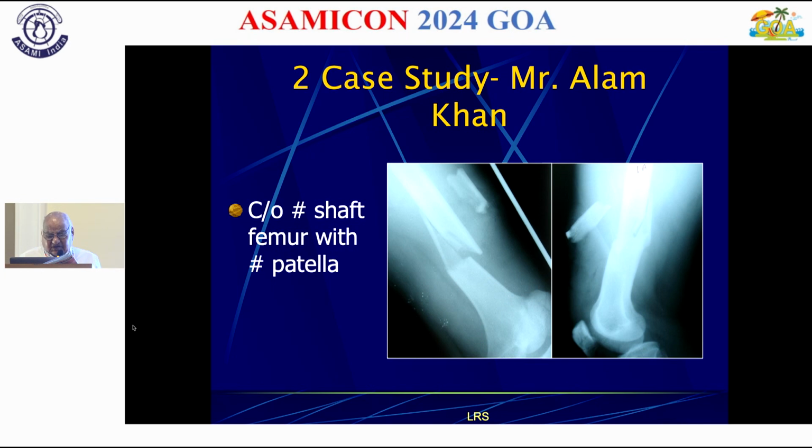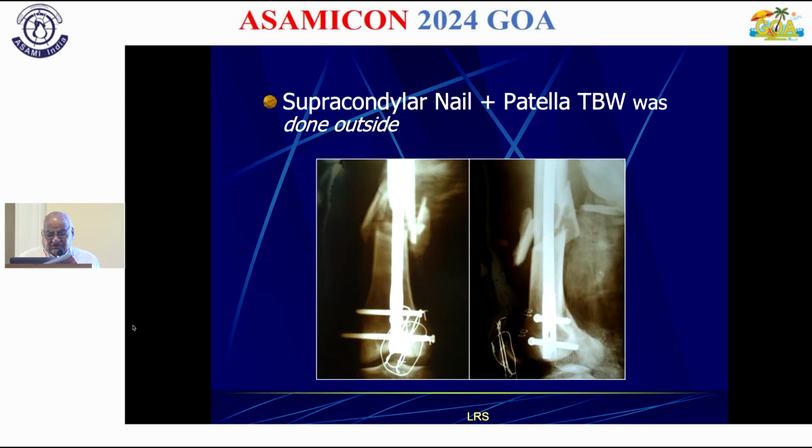Second case, this is Alam Khan. He had a fractured shaft femur with fractured patella. Now somebody did nailing for him, but without distal fixation of the screws. So what happened, gradually the telescoping occurred. This portion went inside the bone, telescoping, and there was 5 centimeter shortening. You can see here the bone is telescoped inside.